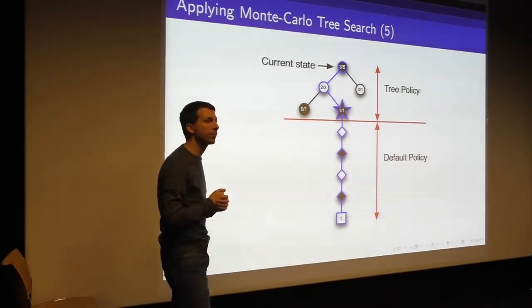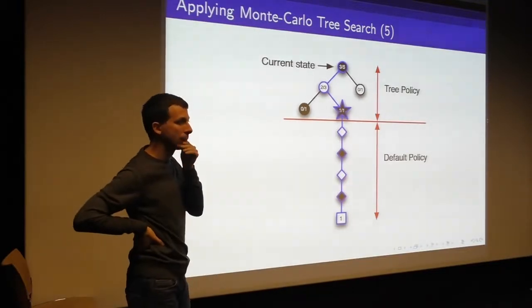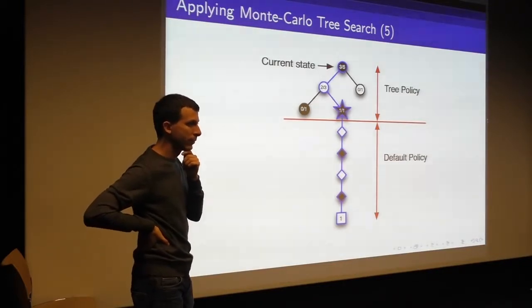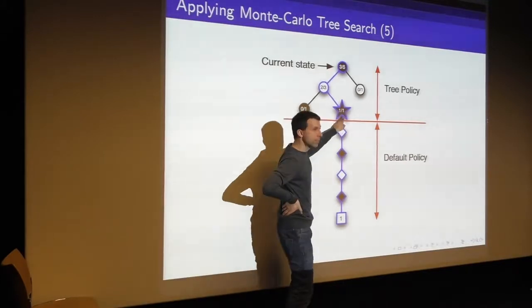Yeah, question? But you've run the policy just for one trajectory there, right? And there are many possible alternative trajectories from that point, which you may... From this point onwards. Yeah.